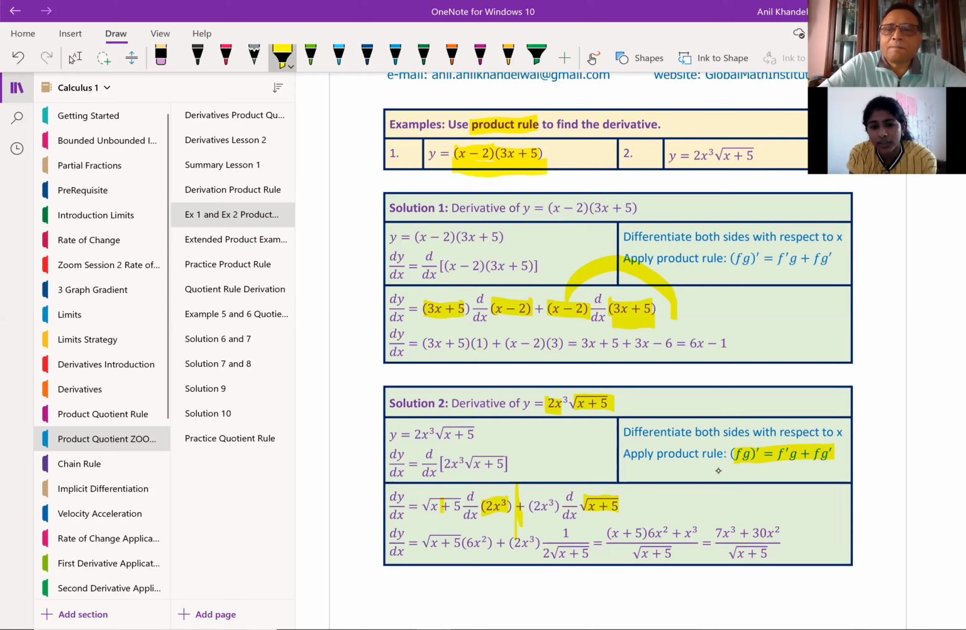Just a quick thing. With the square root of x plus 5, you made that into x plus 5 to the half. And then when you did the derivative of that, it's half times x plus 5 to the half minus 1, which is minus half. Minus half, yes. So it came in the denominator with the square root.